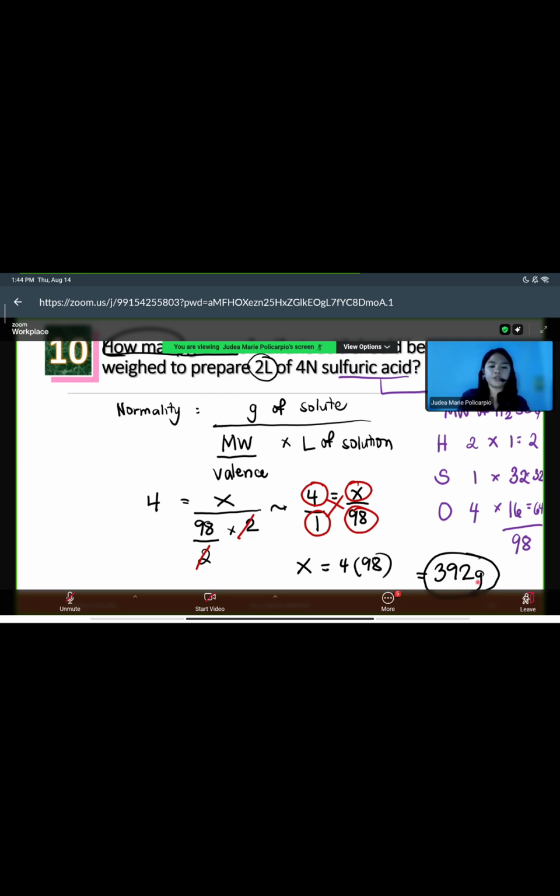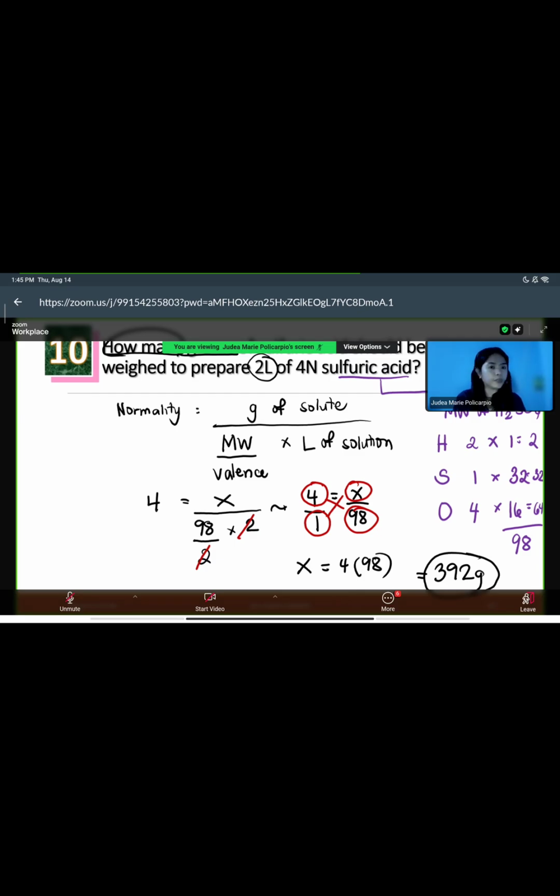Okay, so 392 grams. So therefore, for item number 10, our final answer will be 392. Again, if you look at it, we are still using the same formula, except that what we were asked to find is the grams of solute. Furthermore, the molecular weight was not given, which made things a bit complicated because we had to calculate the molecular weight first before we could use our formula. But still, we ended up with the same result, 392, for item number 10.